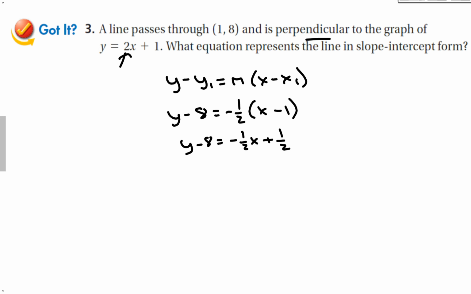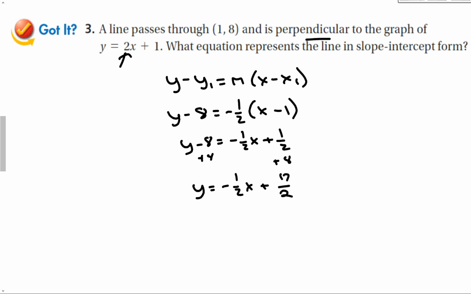Okay. Gets a little ugly here, right? Little fractions. So we're going to add 8 to both sides, and we get 8.5, obviously, which is y. We kind of like to write these as fractions. So I'm not going to write 8.5. I'm going to write 17 over 2.